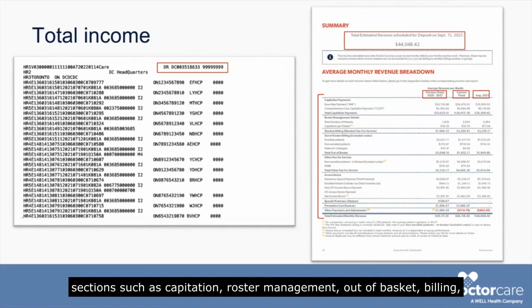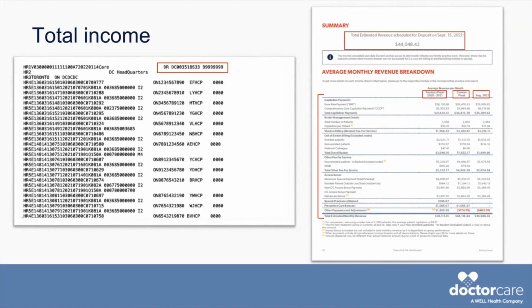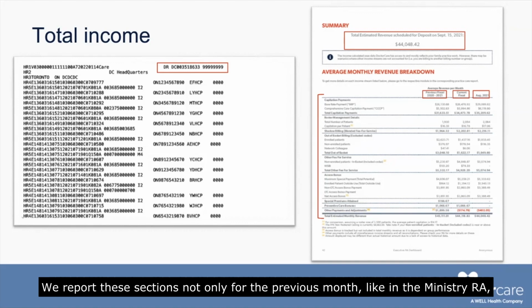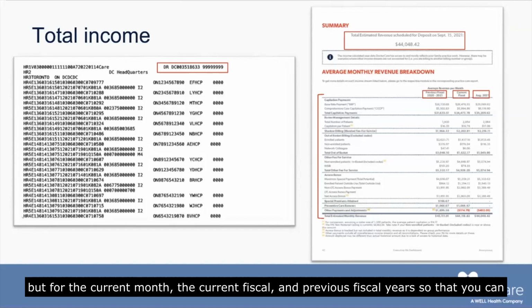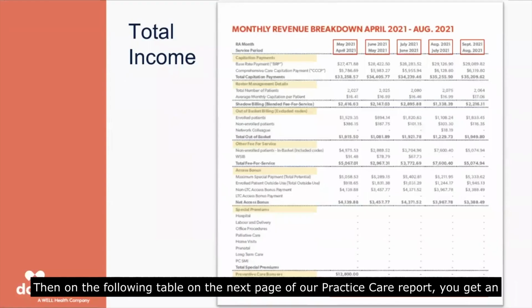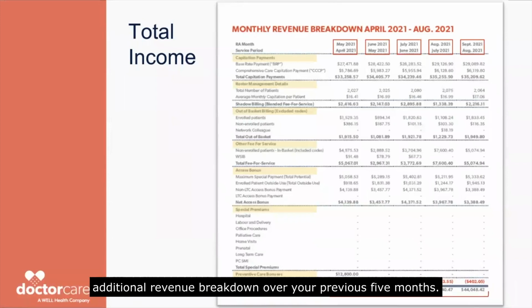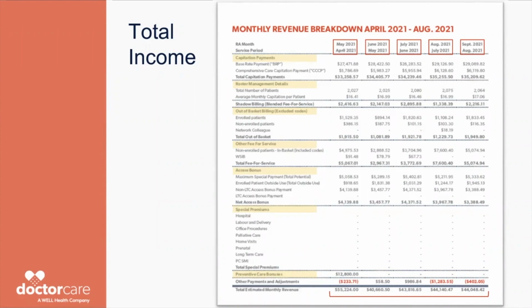management, out-of-basket billing, other fee-for-service, access bonus, special premiums, preventive care bonuses, and other payments and adjustments. We report these sections not only for the previous month, like in the Ministry RA, but for the current month, the current fiscal, and previous fiscal years, so that you can see any trends in your practice and in your income. Then on the following table, on the next page of our PracticeCare report, you get an additional revenue breakdown over your previous 5 months. This includes how much you made in each month and a breakdown of income streams for each month.